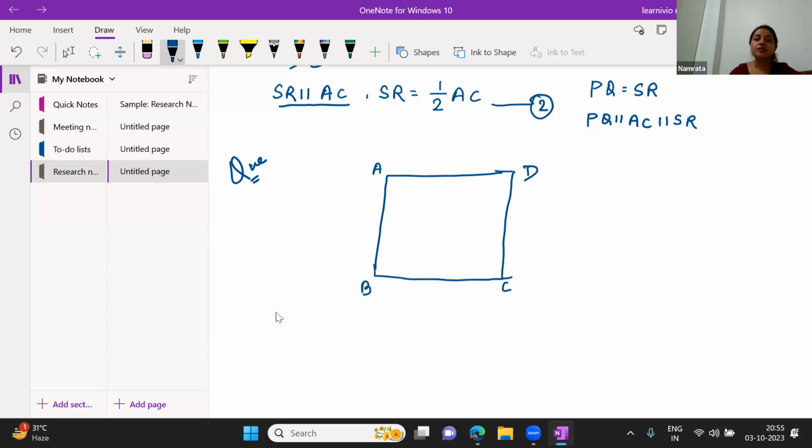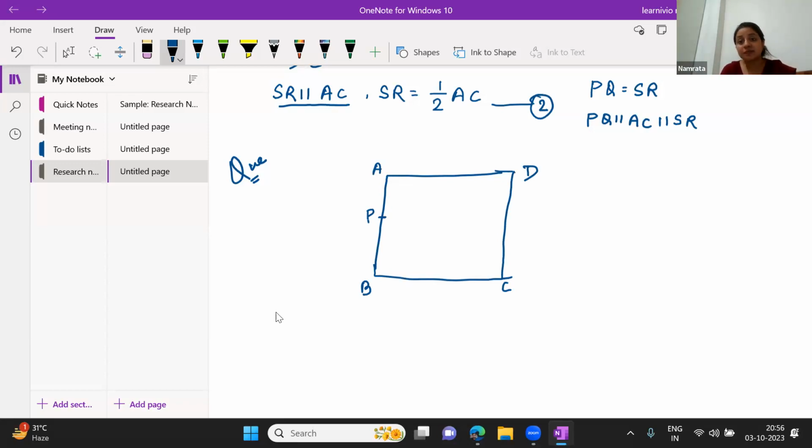A, B, C, D. It's a rhombus. What's the property of rhombus? Can you tell me? Ma'am, diagonals bisect each other. That's it. Ma'am, and opposite sides are parallel. Yeah, and equal also. Rhombus, yes.